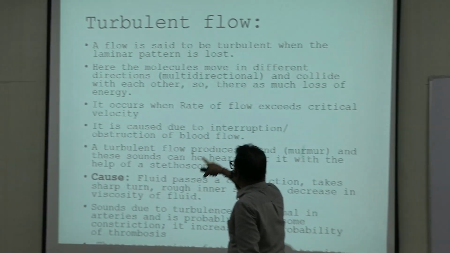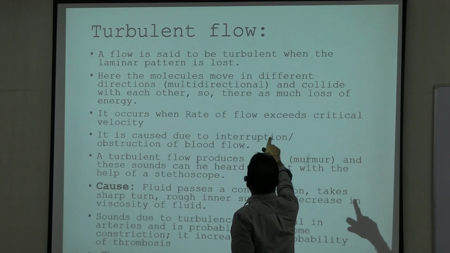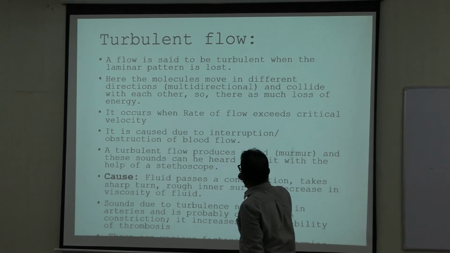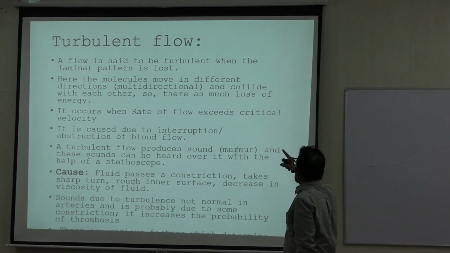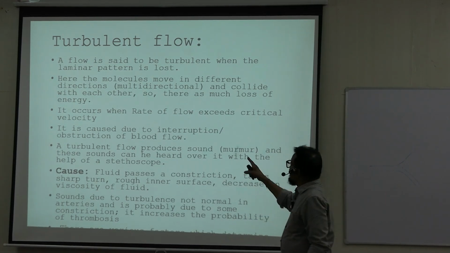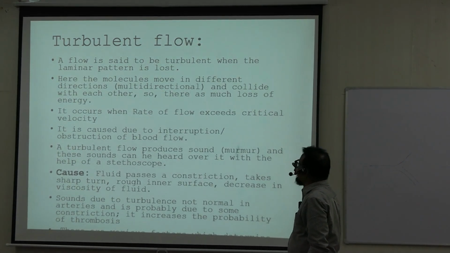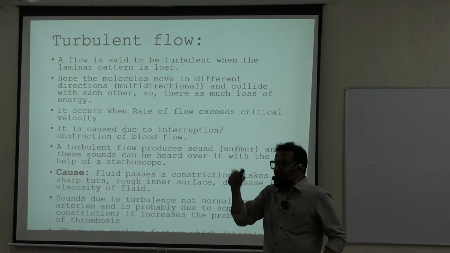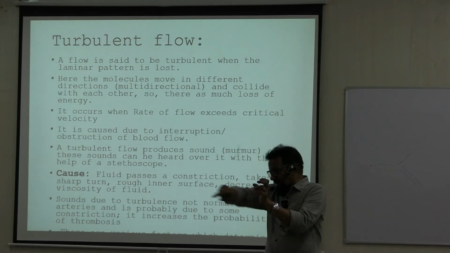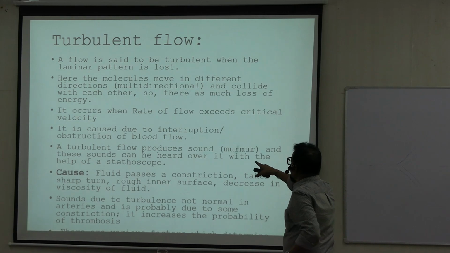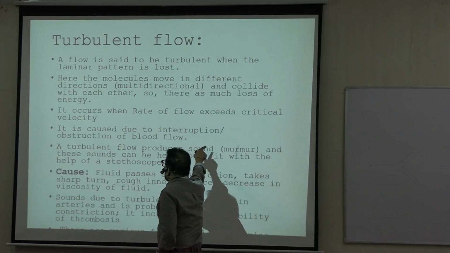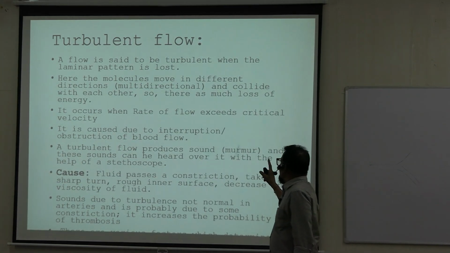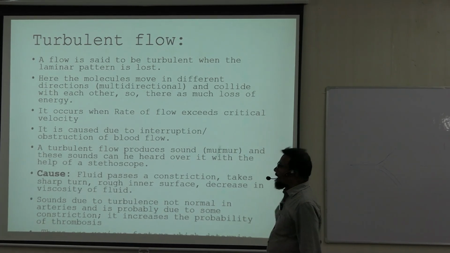So in turbulence, a flow is said to be turbulent when the laminar pattern is lost. Here the molecules move in different directions and collide with each other, so there is mass loss of energy. It occurs when the rate of flow exceeds the critical velocity, that is, when the velocity of flow increases because of narrowing, a rough surface or a sharp turn, causing interruption or obstruction of blood flow. A turbulent flow produces sound or murmur, and these sounds can be heard with the help of a stethoscope.